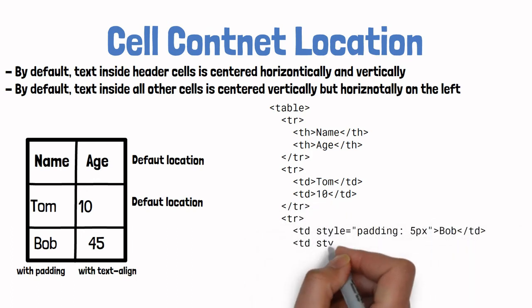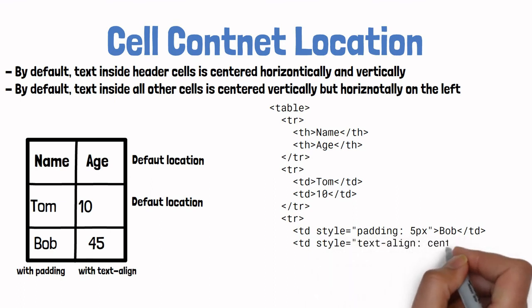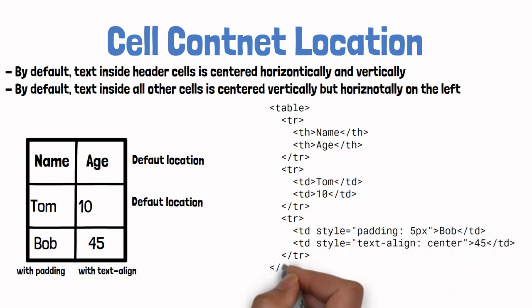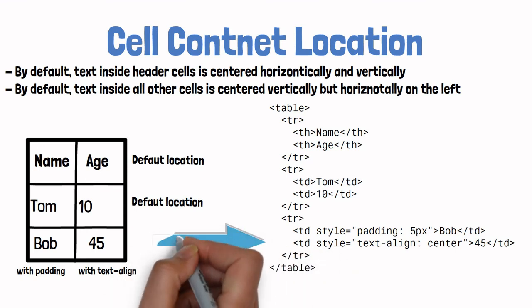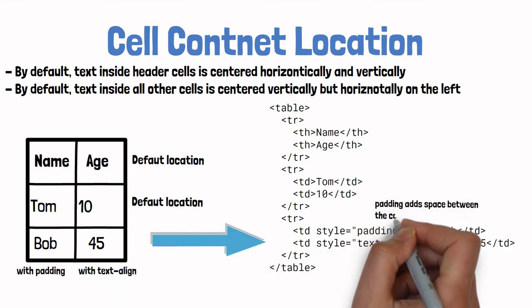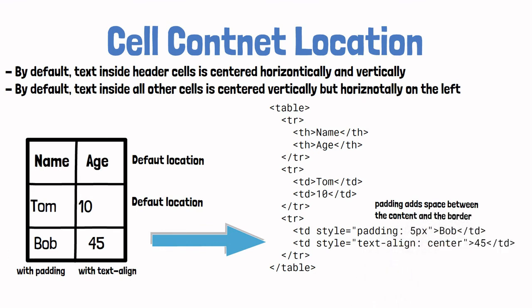Notice how we don't add style to the first 2 rows, and how we add padding of 5 pixels to the left cell in the third row, and text align center to the right cell on the third row.